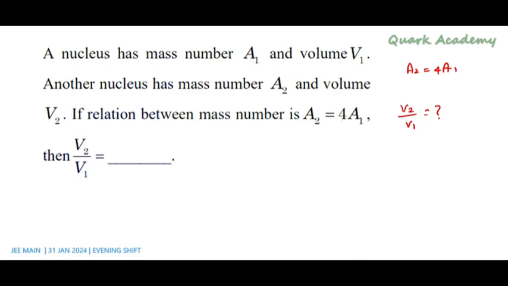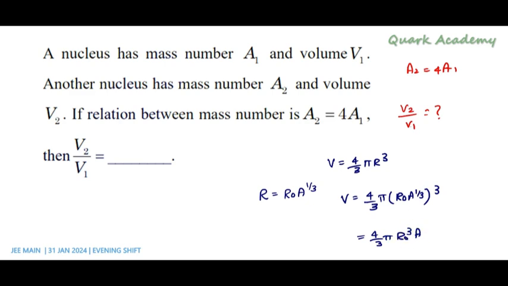So we can consider the nucleus as a sphere. Volume of the sphere is 4/3 pi r cube, where r is the radius of the sphere, the radius of the nucleus. So here the radius of the nucleus we can write as r0 into A power 1 by 3, where A is mass number. So let's substitute this r here. R0 is a constant that we know. So 4/3 pi (r0 A^(1/3)) cube. So this will become 4/3 pi r0 cube A. This is the volume.